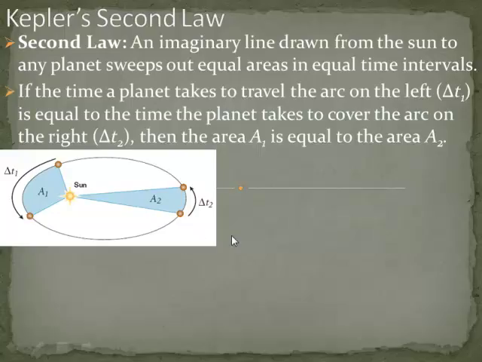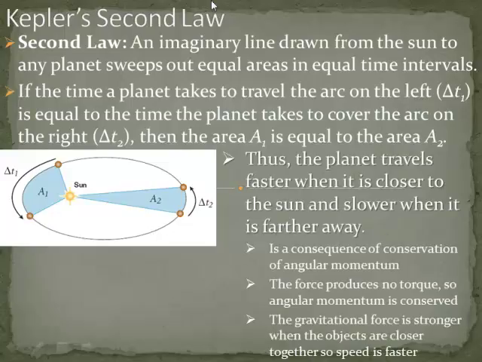Essentially what this law is saying, and what's more important than the actual area information, is that the planet travels faster when it is closer to the Sun and slower when it is farther away. So here it goes like zip, pretty fast. Here it goes not as fast.